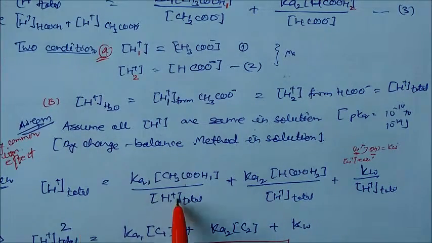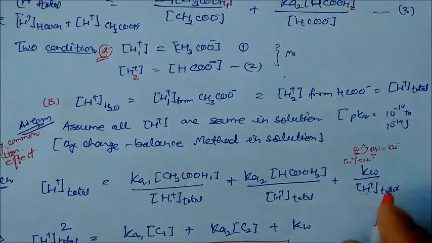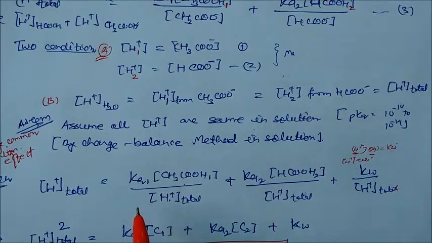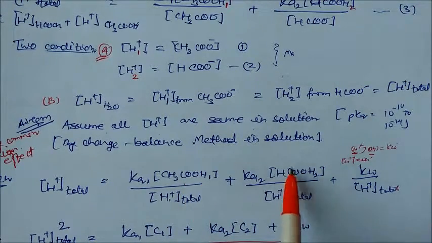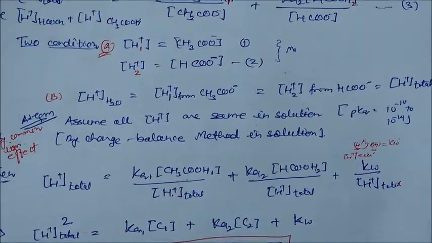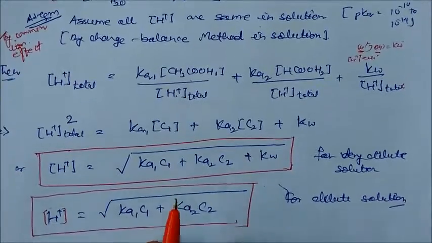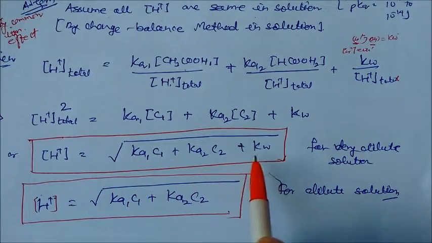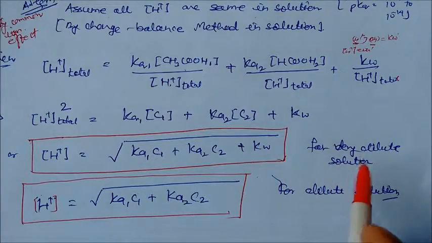So now these three are equal to each other. So we can take H plus total, take it out as an LCM, and square it. So this becomes your C1 concentration, C2 concentration, KW. So H plus equal to square root of K1 C1 plus K2 C2 plus KW, or H plus is equal to square root of K1 C1 plus K2 C2 plus KW for very dilute solution.